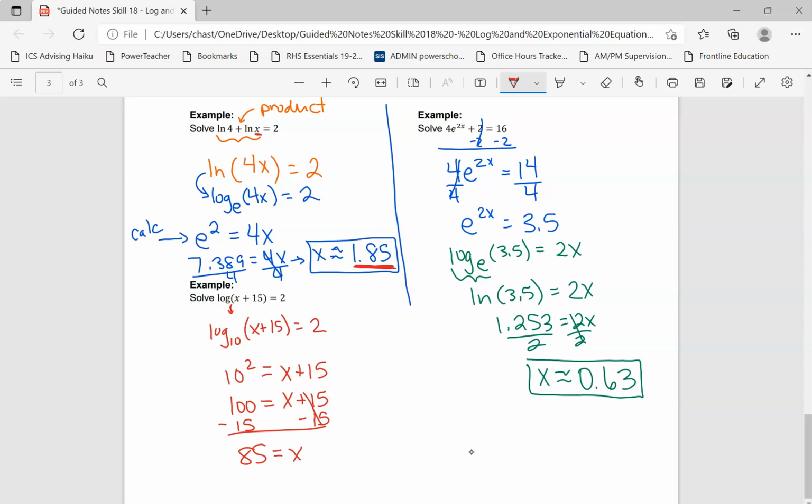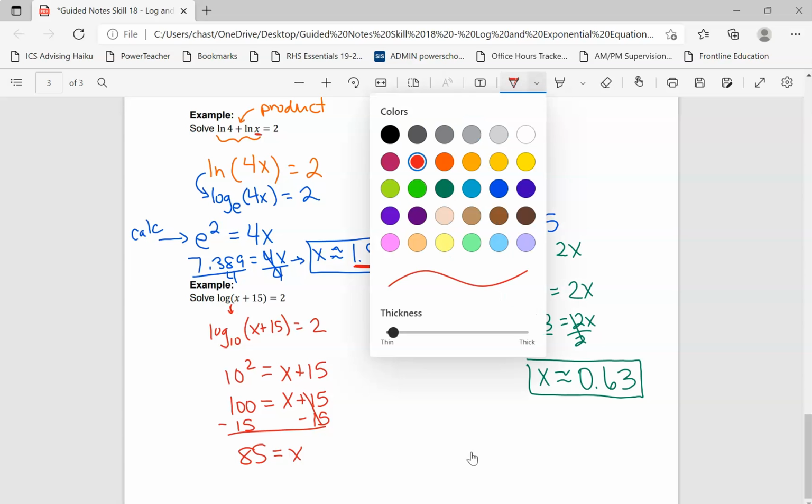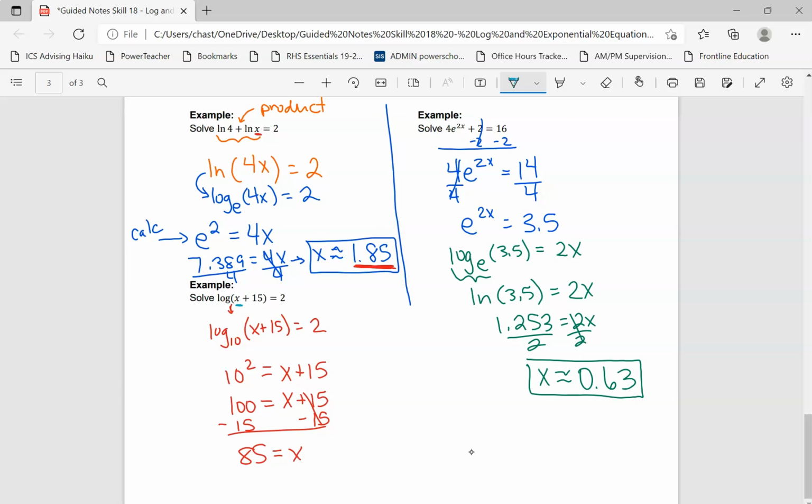And again, double check, make sure that when you plug that in to your log, 85 plus 15, that is most definitely a valid answer. We don't get a negative log or log that's 0, so we are good.